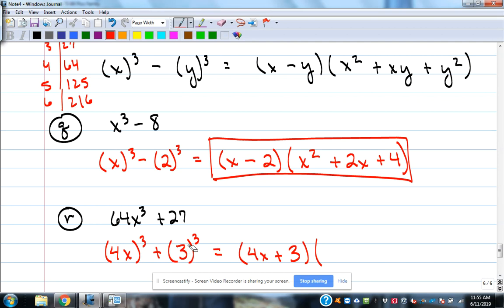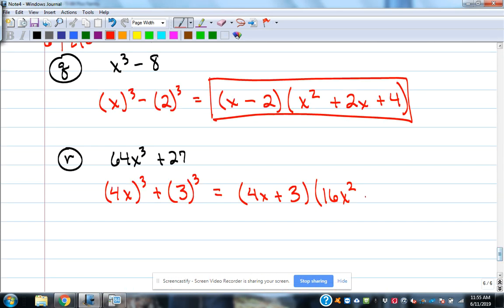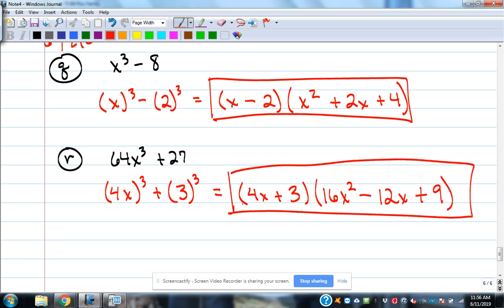The long piece, you're going to take the first part and square it. What happens when I square 4x? 4x times 4x would be 16x squared. And then because it's a sum of cubes, my pattern for a sum of cubes, the middle piece has a minus sign. So I'm going to put minus, what's 4x times 3? 12x. And then a plus sign, and I square what's in here. 3 squared would be 3 times 3, which is 9. And I factored that by sum of cubes.